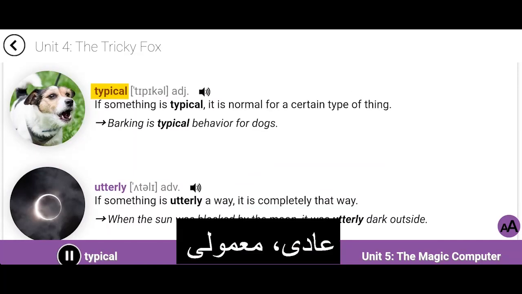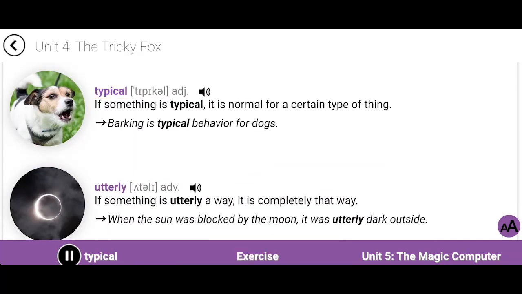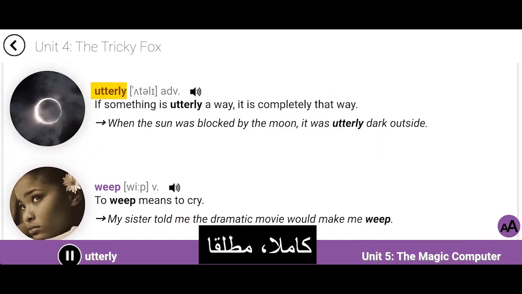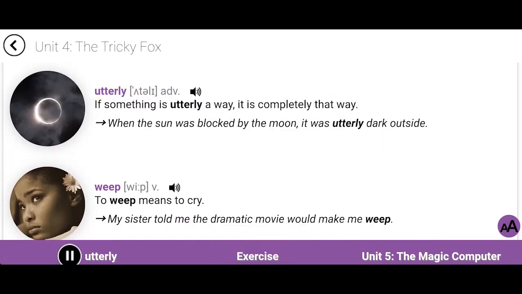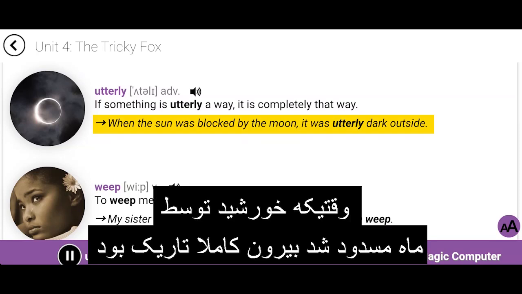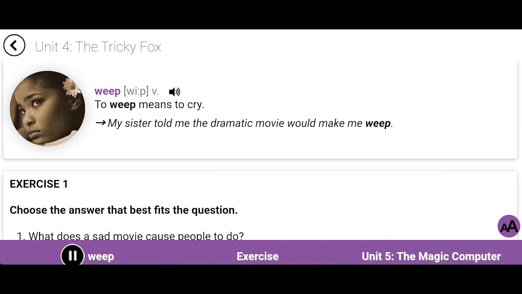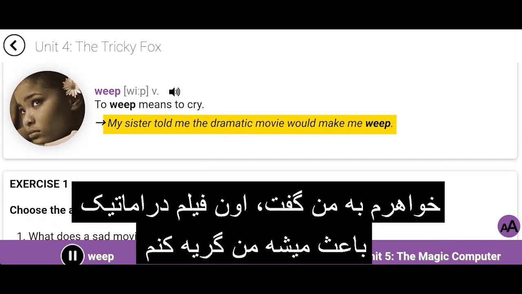Typical. If something is typical, it is normal for a certain type of thing. Barking is typical behavior for dogs. Utterly. If something is utterly that way, it is completely that way. When the sun was blocked by the moon, it was utterly dark outside. Weep. To weep means to cry. My sister told me the dramatic movie would make me weep.